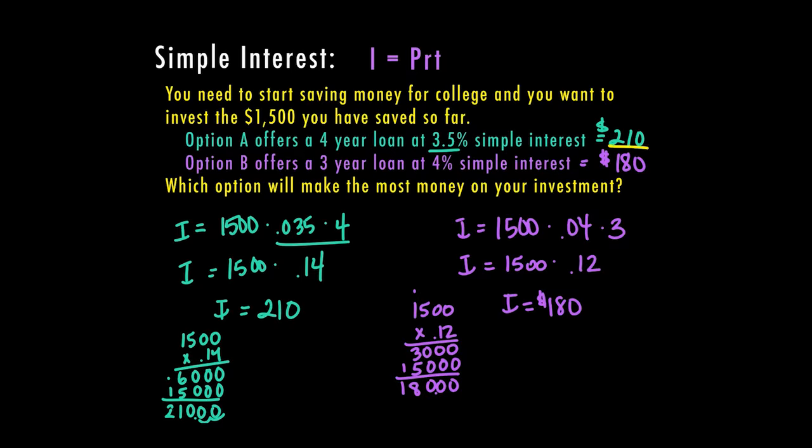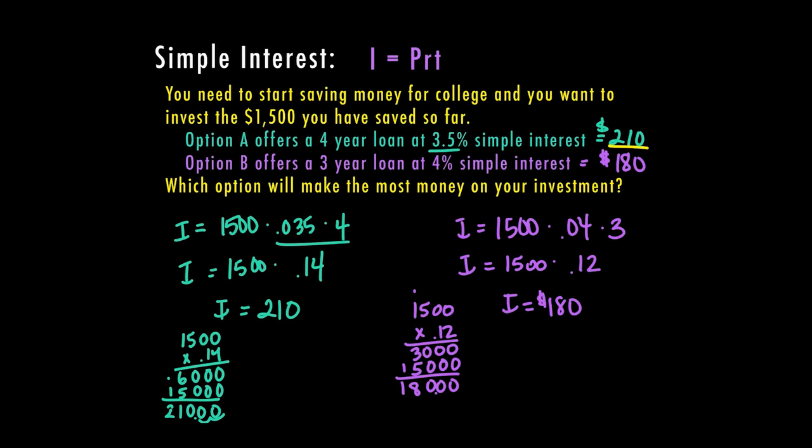So I can tell just by looking at this that option A is going to earn me a lot more interest. The 3.5% is lower, but it is a longer loan. So maybe you want to go with option B because you only have 3 years to save. Or maybe you want to go with option A and then you're going to make a little bit more money on your investment. So it just depends.